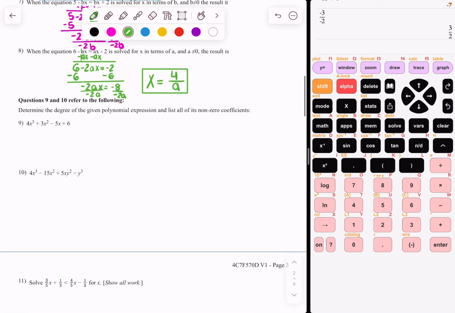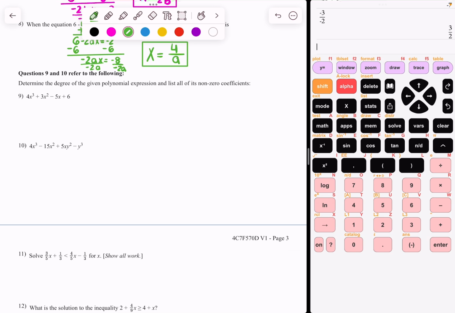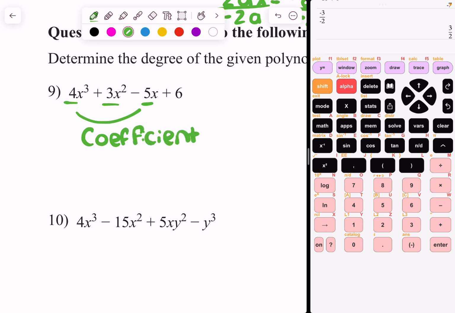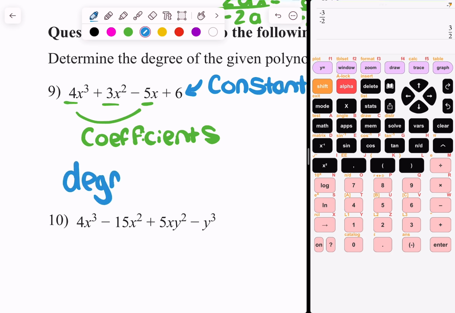All right, let's look at number 9. Determine the degree and the non-zero coefficients. So the coefficients would be 4, 3, and negative 5. Coefficients are any number in front of x, which is 4, 3, and negative 5. Then the number that is without an x is your constant. And the degree is whatever the highest exponent is, which here is 3.